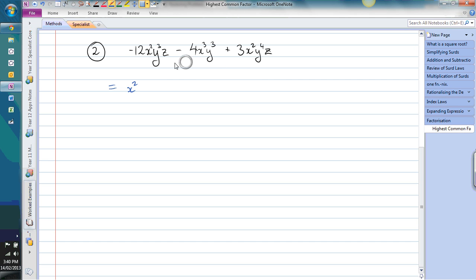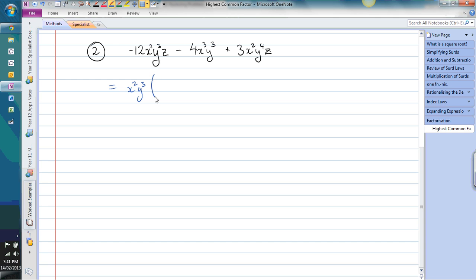Having a look at the next letter, I've got a y cubed, and a y to the 4. So each term has at least a y cubed in it. So I can put that out the front. And looking at the z's, the first term and the last term have a z in them, but the middle one doesn't. So that's not a common factor to all three. So I can't factorize it out the front. So that's everything I've looked at.